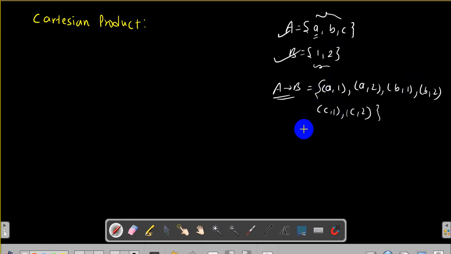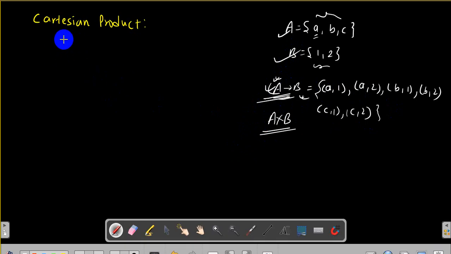So, these are all the possible ordered pairs that can be made from A to B. A to B means we will take the first elements in the ordered pairs as the elements of A, and all the second elements of the ordered pair will be taken from B. So, this is the Cartesian product from A to B. So, A comma 1, A comma 2, B comma 1, B comma 2, C comma 1 and C comma 2, these are all the possible ordered pairs that can be made from set A to set B. Now, the set of all these ordered pairs is called the Cartesian product of A and B, and it is denoted by A cross B. So, this is called the Cartesian product.